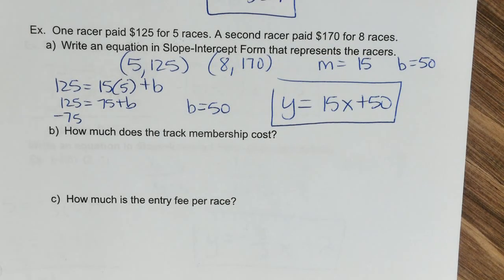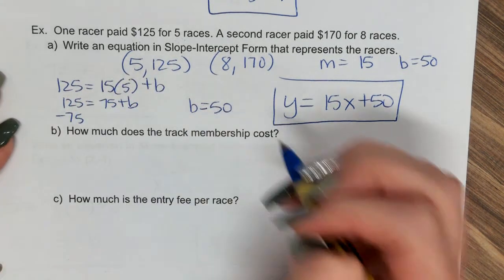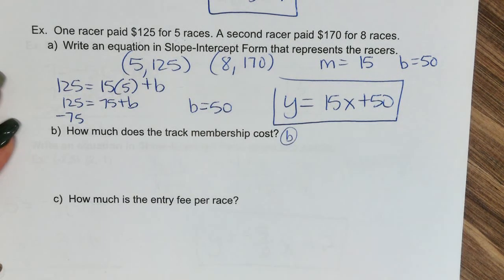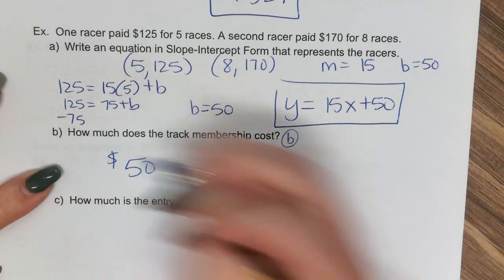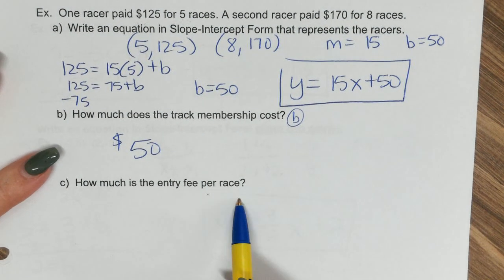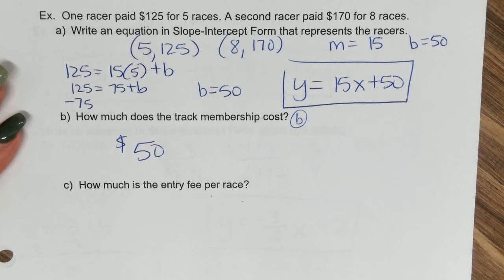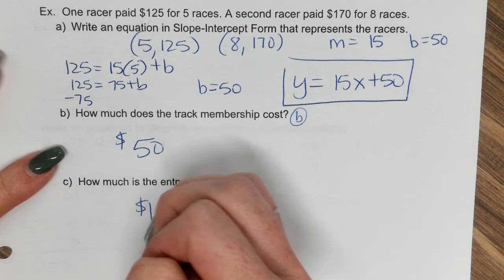Part B, how much does the track membership cost? What is it asking for? The b. That's your initial fee. So what did we get? $50. How much is the entry fee per race? Did y'all hear that word right there? The per, what is it asking for? The rate. So it's 15.